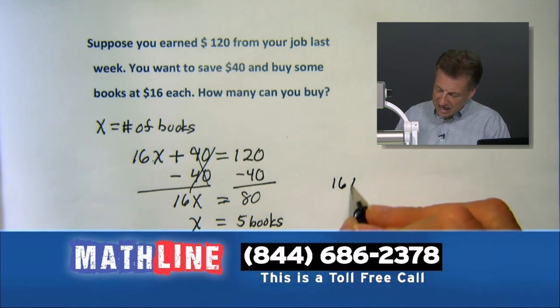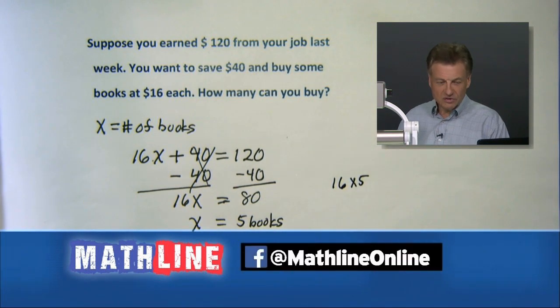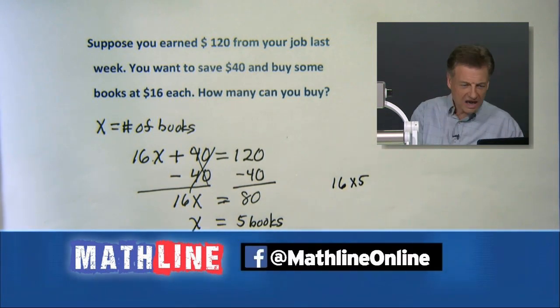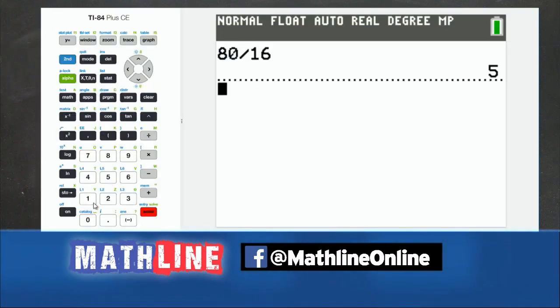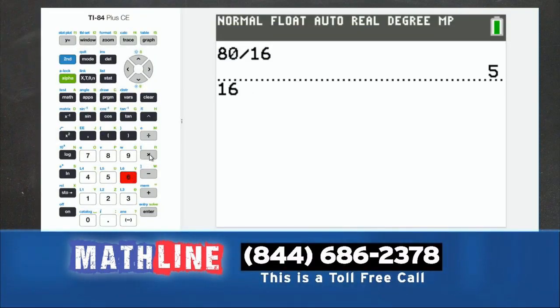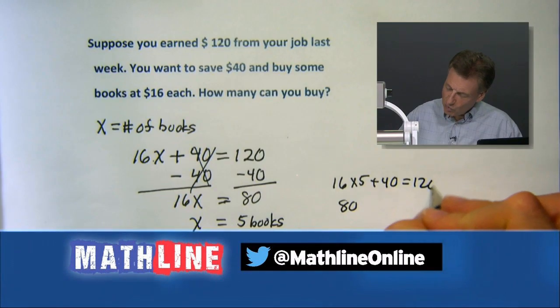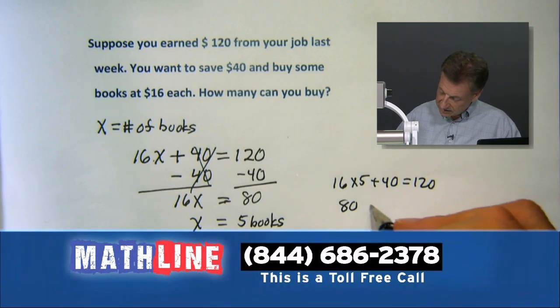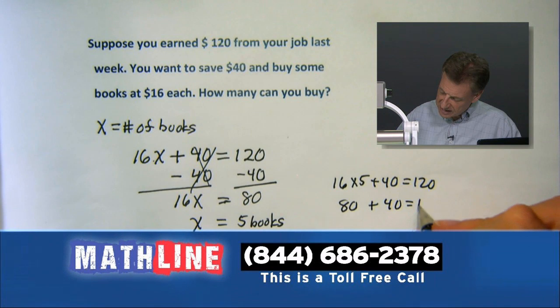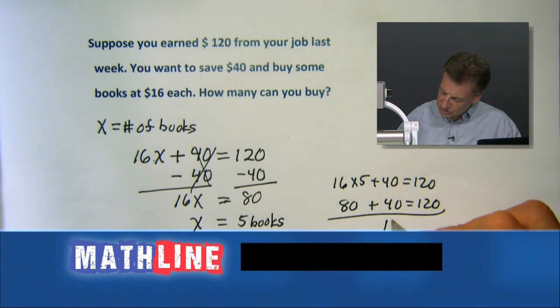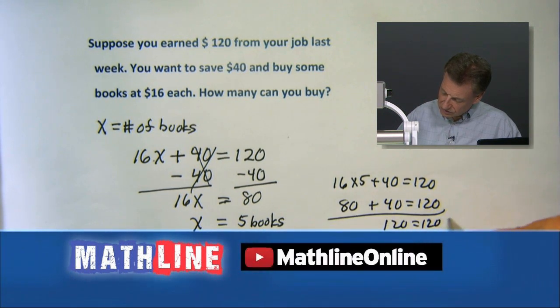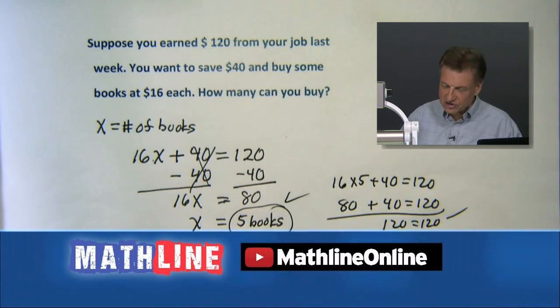Let's check this thing out. 16 times 5. You got it. We already know what it is. 16 times 5 is supposed to give us 80, isn't it? It came out nice and even a minute ago, so that's an easy way to check back. I get 80. And if I add 40, the question is, do I have 120? And the answer is, yes, I have 120. So it checks. 5 books is a good answer.